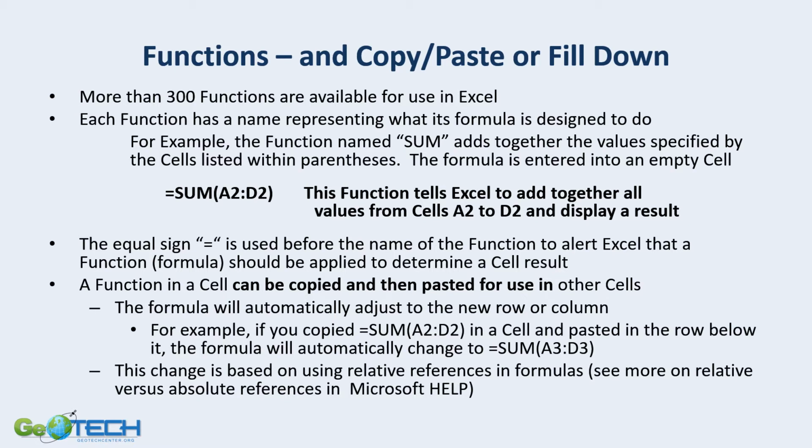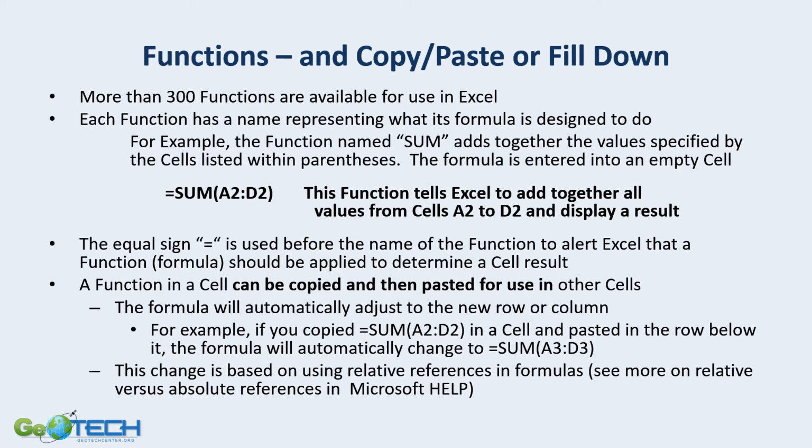So each function does have a name, and this particular function, equals SUM paren A2 to D2, is named SUM, S-U-M, and it's usually in capital letters like this. This function tells Excel to add together all values from cell A2 to D2 and display the result. A function is alerted to Excel itself by using that equal sign at the beginning. So whenever you see that equals, it's saying this cell does not have a result in it, it actually has a function. And that function can be copied and pasted and used in other cells.